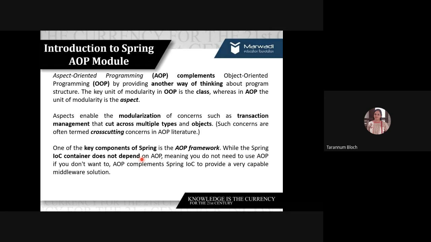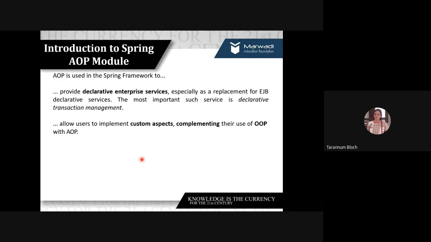So you can go with either one, you can go with the IOC or you can go with the AOP, right? Because they are not dependent on each other. When I say AOP, it provides declarative enterprise services. When I say declarative, it means there is huge support in terms of documentation and it is available and you can use it. AOP also allows users to implement custom aspects, and you can complement the use of OOP with AOP.